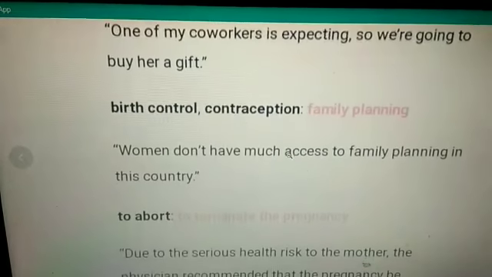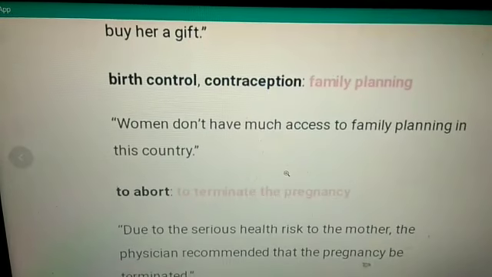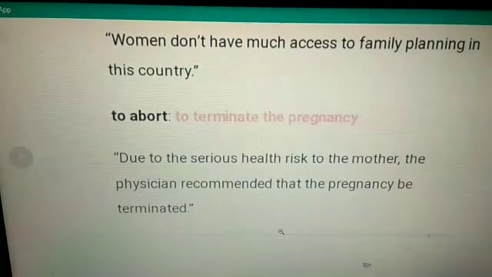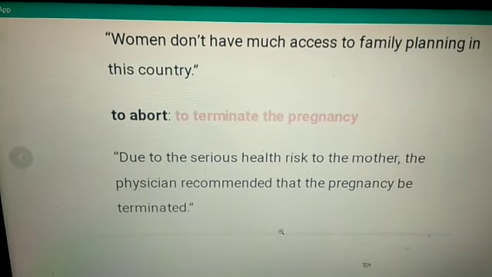Next, for birth control or contraception, it is family planning. Women don't have much access to family planning in this country. Then to abort means to terminate the pregnancy. Due to the serious health risk to the mother, the physician recommended that the pregnancy be terminated.